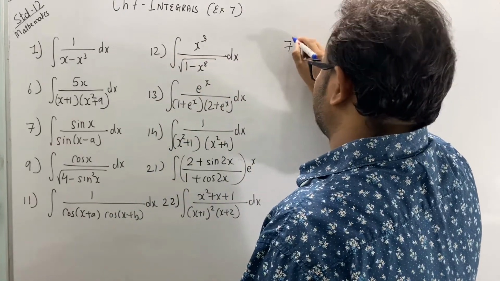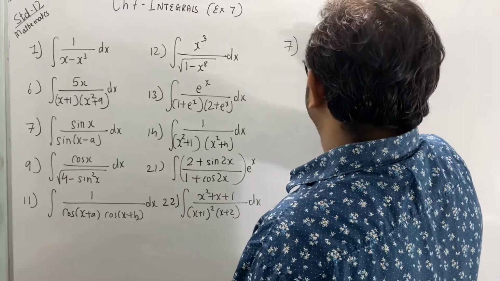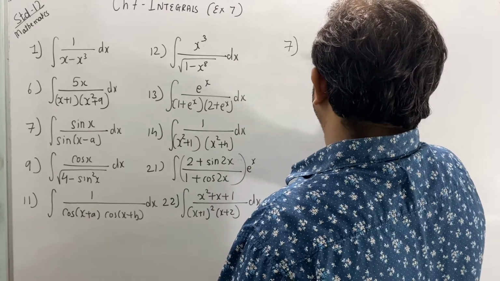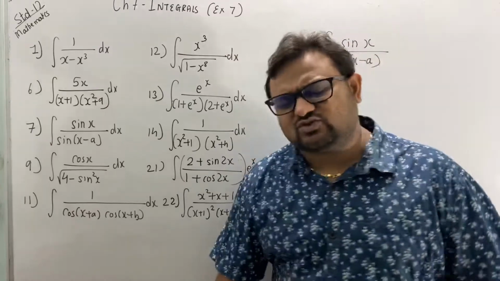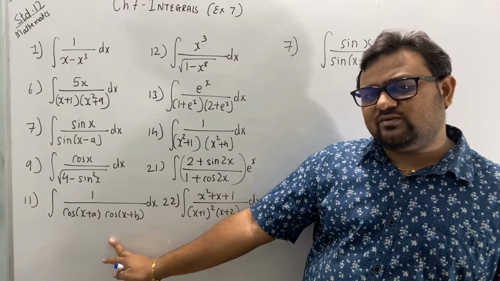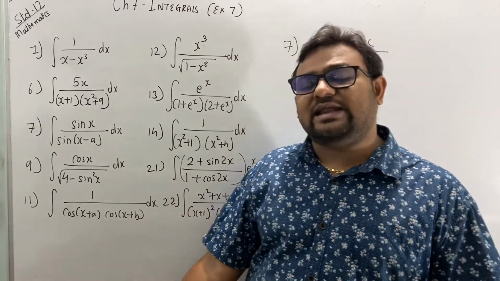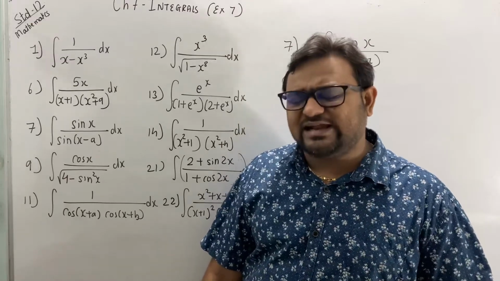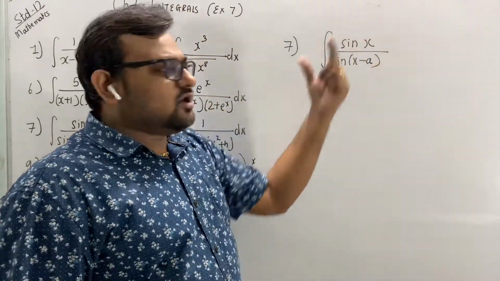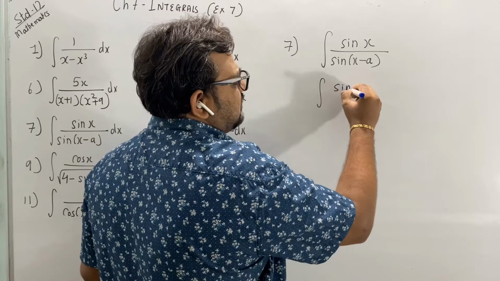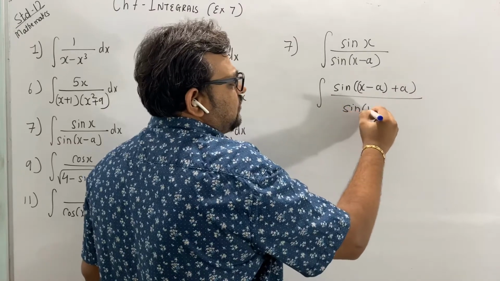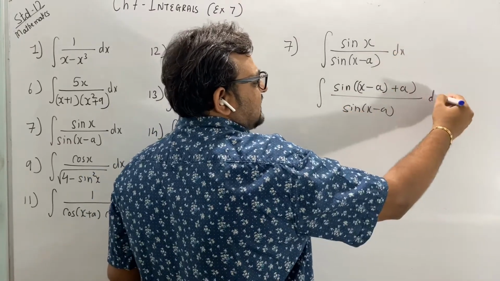Question number 7. So what is question number 7? It's integration of, okay, we had solved a similar type of sum. It was like this, question number 11. Right? What we did was multiply and divide by sine a minus b, and then adjust the numerator. So here directly we can adjust the numerator here only. What I can do, sine x minus a plus a upon sine x minus a.